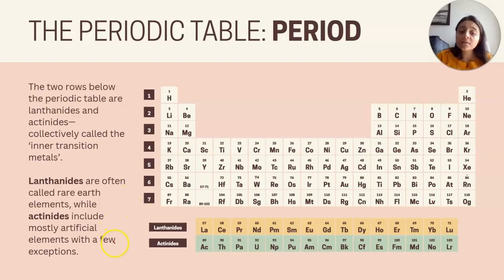Now, why are they named lanthanides and actinides? Because, as you can see, their first element here is lanthanum and here is actinium. That is why lanthanides and actinides are present below the periodic table. They are part of the periods only.